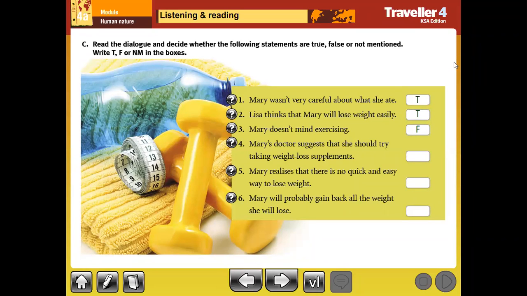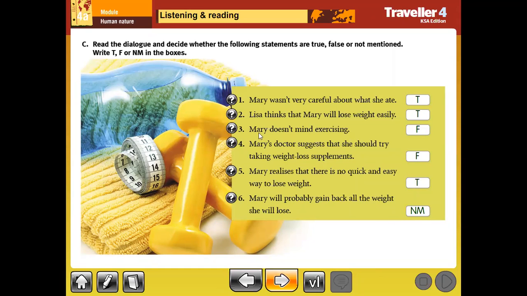Mary's doctor suggests that she should try taking weight loss supplements. This is true or false? The doctor advised her not to use these supplements, so it will be false. Mary realized that there is no quick and easy way to lose weight. Ahmed Al-Asmali. Mary will probably gain back all the weight she will lose. Is it true or false or not mentioned? It's not mentioned.